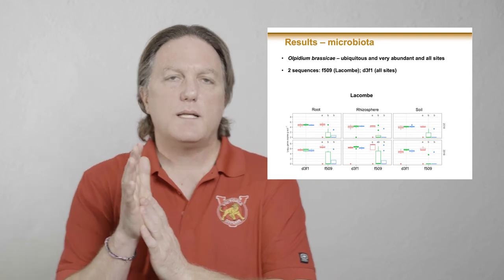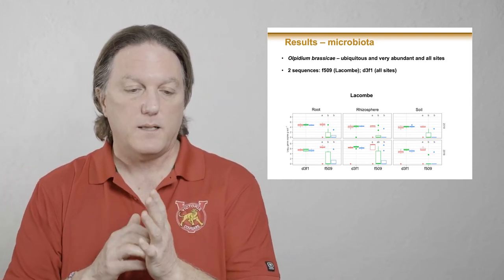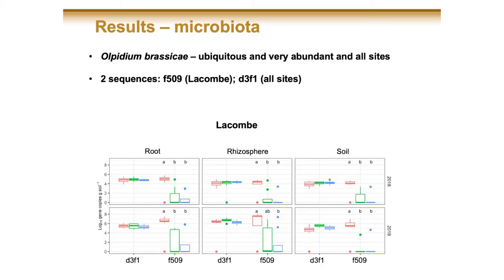Another organism that was impossible to miss when looking at the fungal microbiota data was an organism that the computer identified as Olpidium brassicae. This sequence was found in all sites, and it was very abundant. It was really hard to miss. And I'll just point out an interesting observation here. We had two sequences, two of these different ITS sequences that identify the fungi that we found in the fungal libraries.